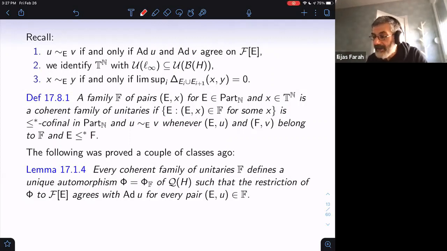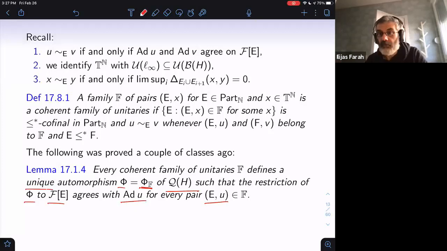Every coherent family of unitaries defines a unique automorphism phi, which I'm going to denote by phi sub F, of the Calkin algebra, which has the property that the restriction of phi to F of E agrees with conjugation by U for every pair (E, U) in F. I have to apologize to everybody for switching between X and U all the time. I hope this is not too annoying.